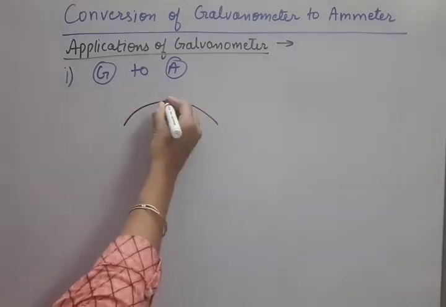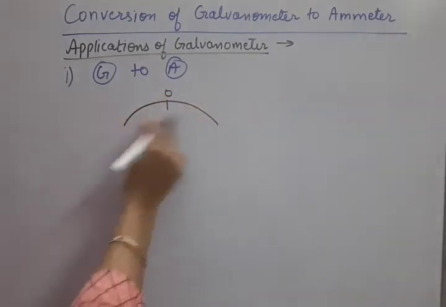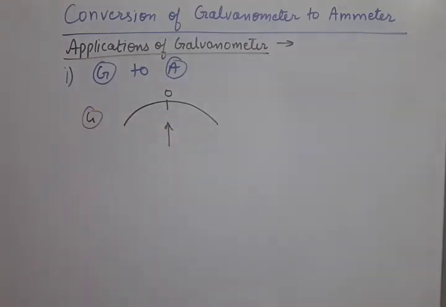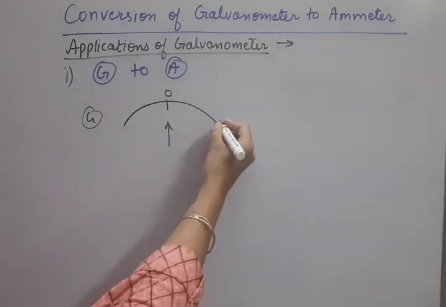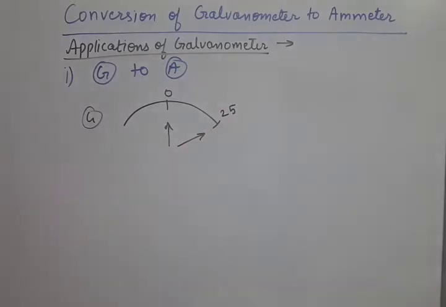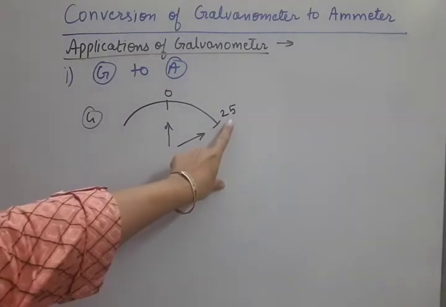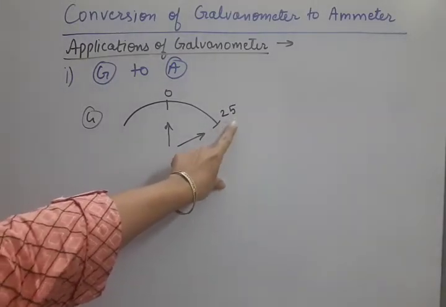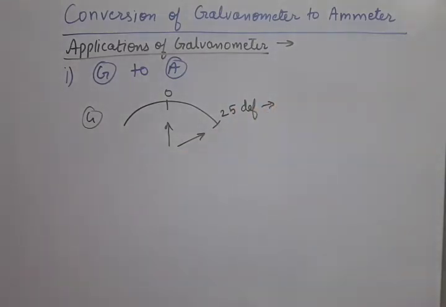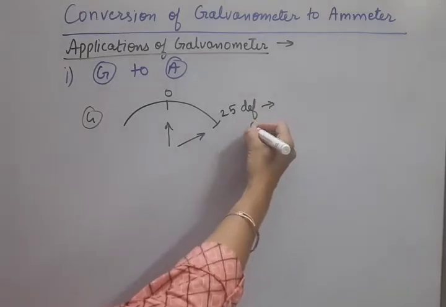So suppose this is 0 of the galvanometer, the pointer will deflect as the current flows in the circuit. So suppose the pointer is at 25 deflection. What do we read on the scale of the galvanometer? That is deflection. But from the deflection we can get the idea of the current.